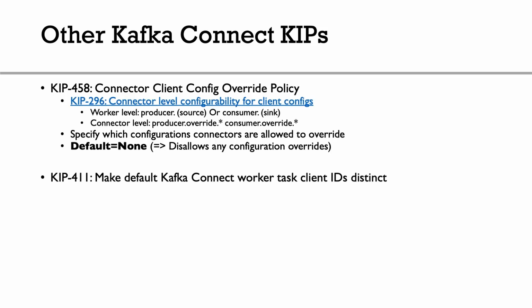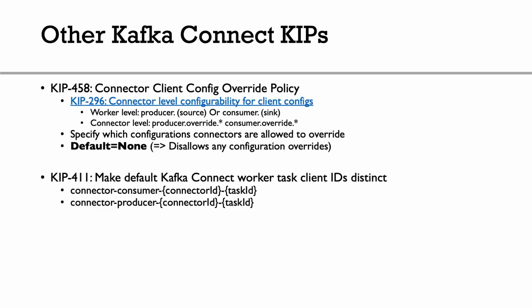Also, the Kafka Connect workers now have distinct client IDs, and so it's called connector-consumer-connectorID-taskID or producer-connectorID-taskID. So that allows you to differentiate between all the clients spun up by your Kafka Connect worker. And it will help you greatly with monitoring because now they don't have the same name. So you can really understand what goes on for each of your producers and consumers related to your connector in terms of performance and monitoring.